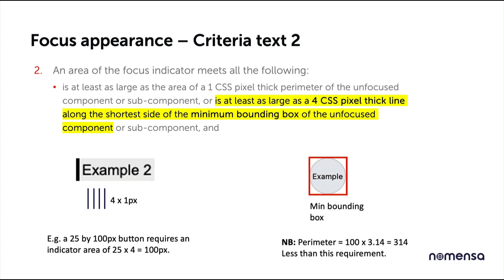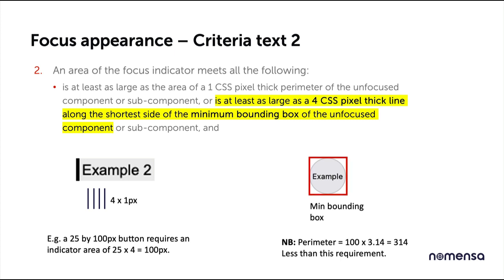So taking our same button, if you put a 4 pixel border down one side, the size of those is 4 times 25, that's 100 pixels. And this is a really useful metric if you've got buttons that vary in size because of the text they contain. So if you get some links or buttons that are shorter than others because the words are shorter than others, this one stays constant based on the shortest side. So it's a more reliable and usually slightly easier to meet metric. It gives us a bit of buffer.